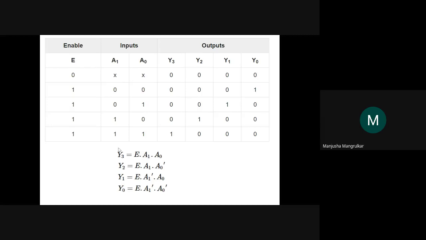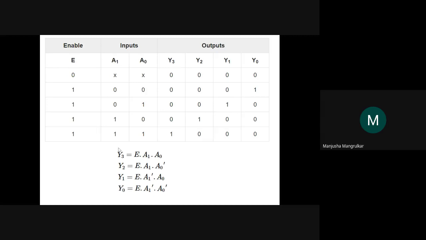Now this is the enable. If enable is 0, then whatever the input on your lines, your output will be 0. That's the first condition, because your decoder is not enabled. In a decoder, enable is very important. Your decoder has to be enabled. So whatever your A0, A1 signal, if enable is 0, your output will be 0, whether it is 10, 01, 11 or whatever.